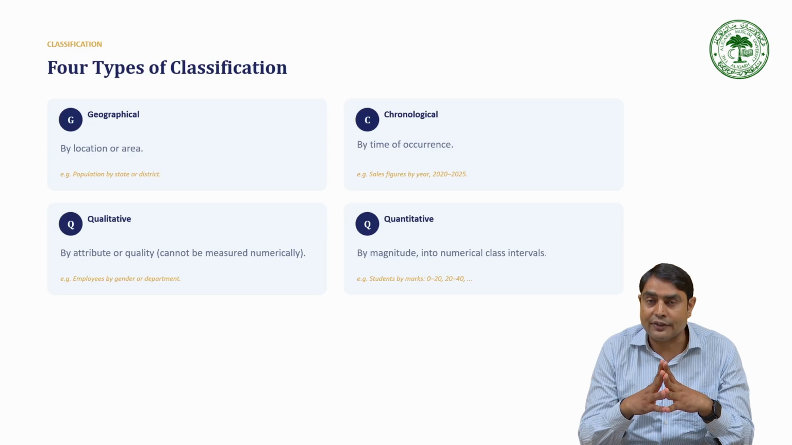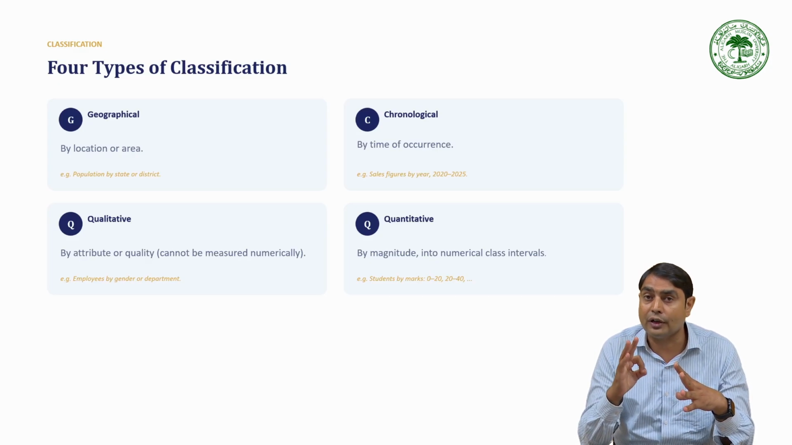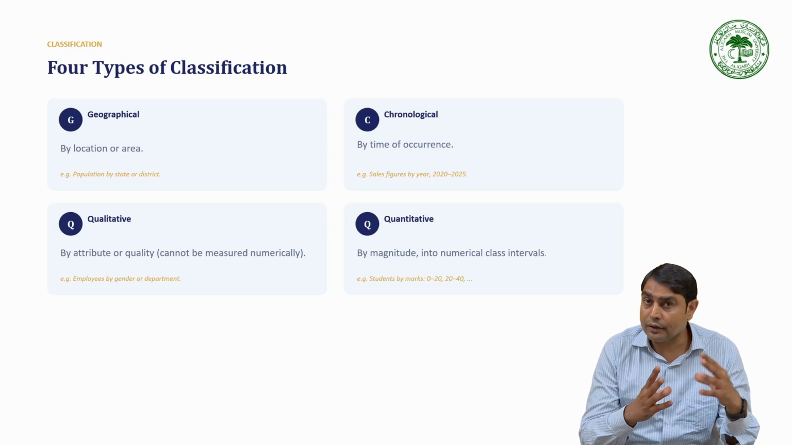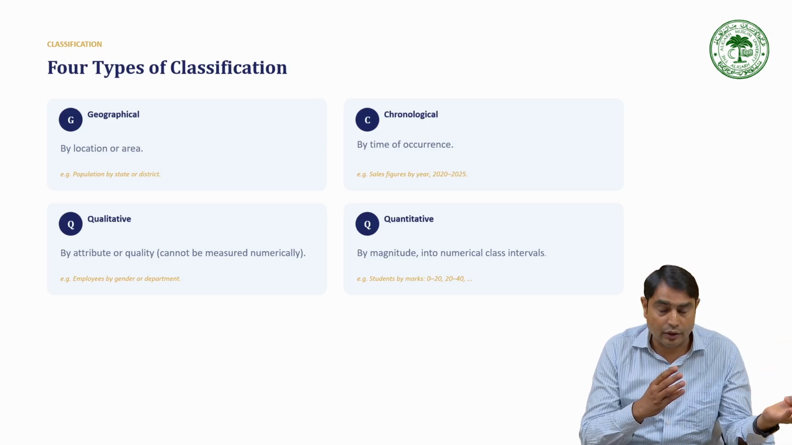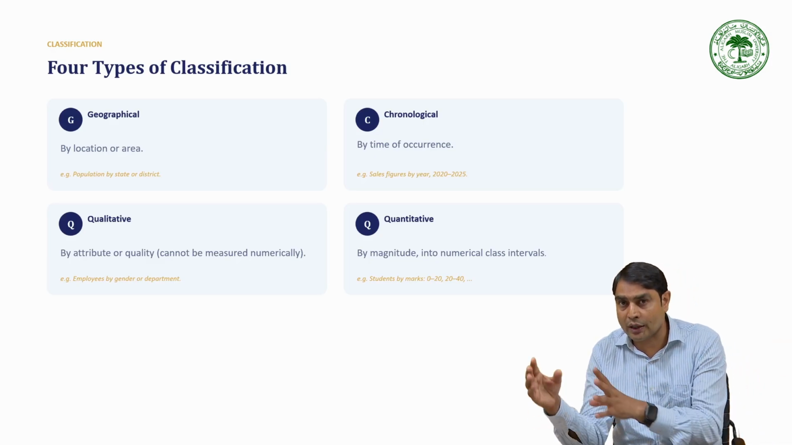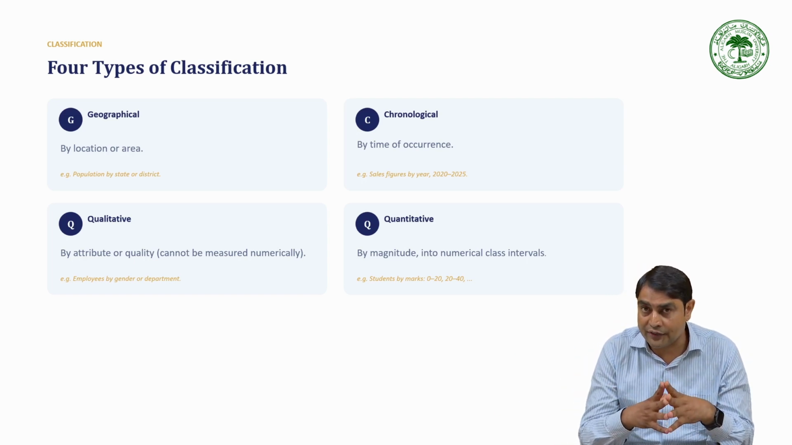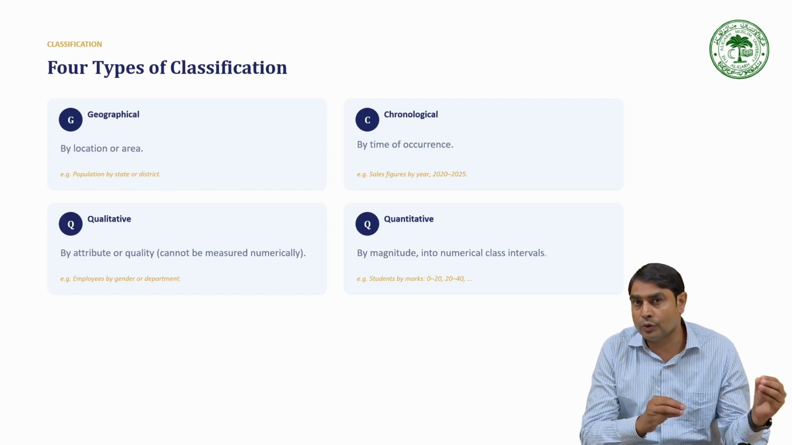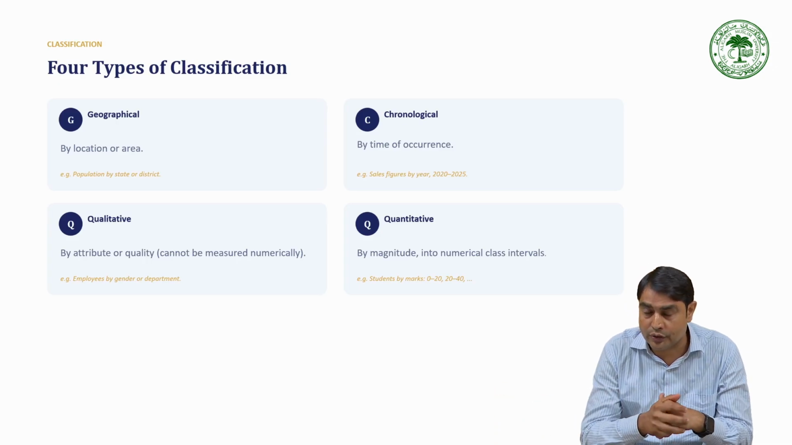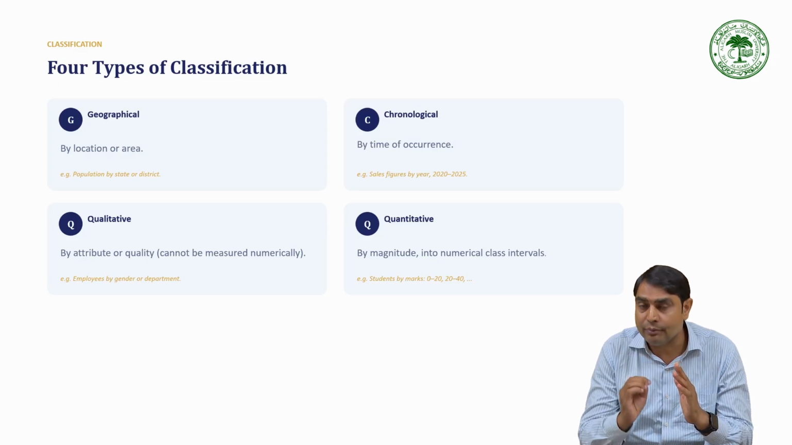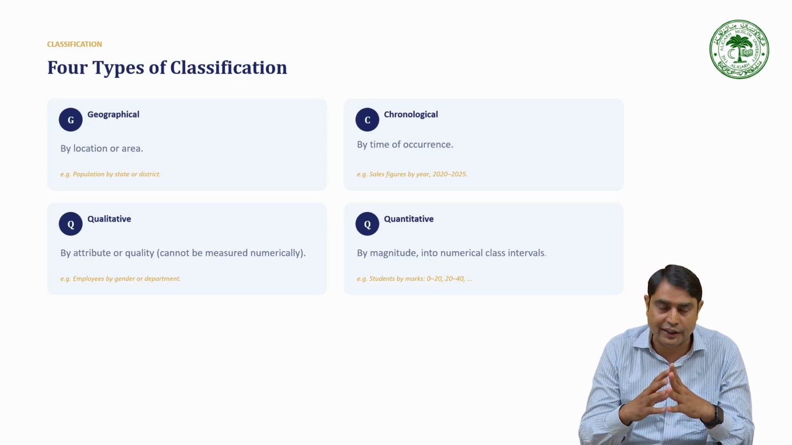Then data can also be classified on the basis of chronology, that is, on the basis of time of occurrence. For example, the sales figures presented as quarters: first quarter sales, second quarter sales, third quarter sales, fourth quarter sales. Or we are classifying our data on the basis of annual results, the data for 2005-06, 2006-07, 2007-08, and so forth. So when the basis for classification is time, then it is chronological classification.